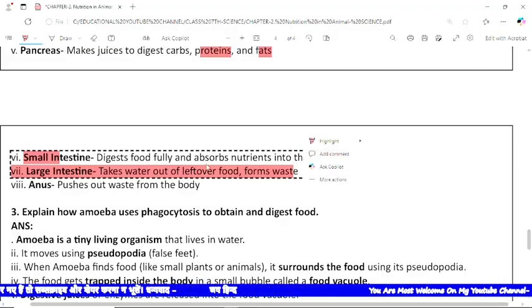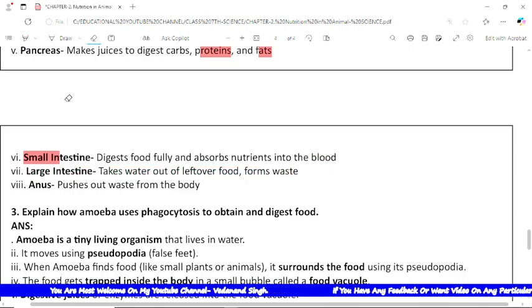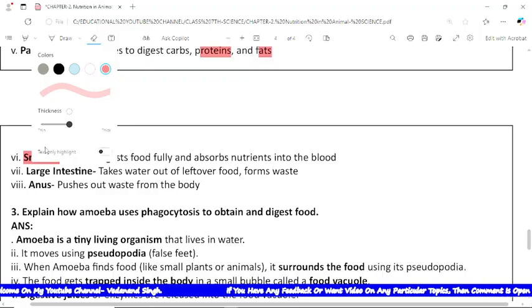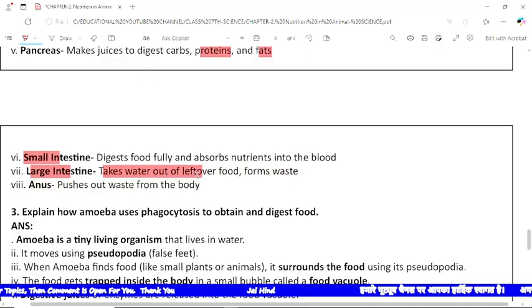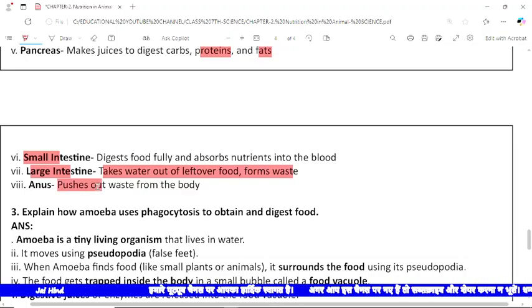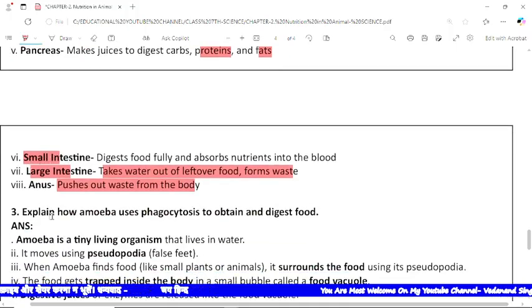Now the next is the large intestine, which takes water out of leftover food and forms waste. The next is the anus, which pushes the waste out of our body. That is the complete answer for this question, describe the process of digestion in humans, and we have discussed all the organs involved here.